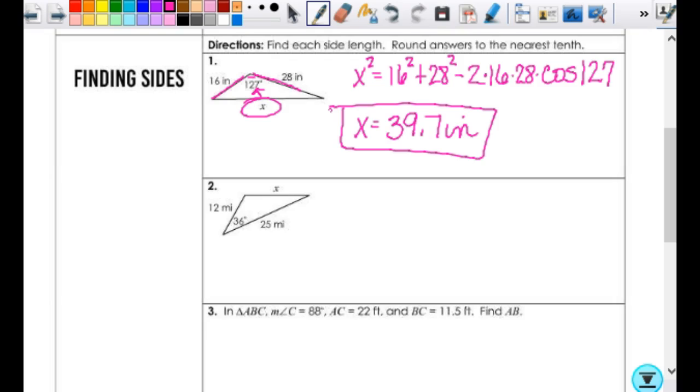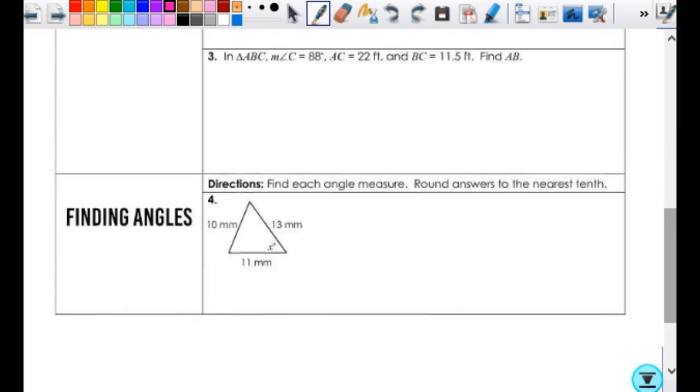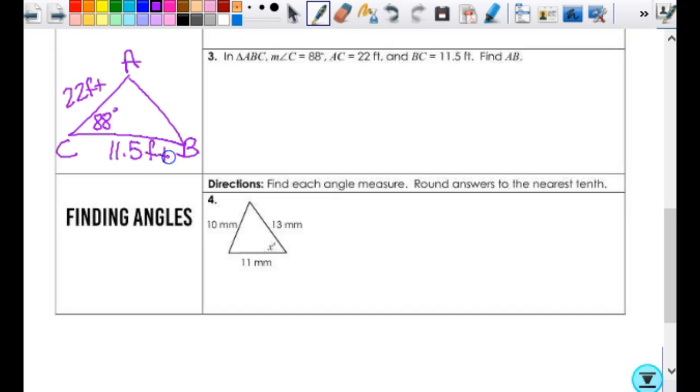All right, so let's look at number 3. We don't have a picture, so we need to draw one. I'll draw it out here so we have more room. I'm going to draw my picture. Got triangle ABC. I'm not really worried about it being drawn to scale or anything. Angle C is 88. AC is 22 feet. BC is 11.5 feet. And I want to find the length of AB, so we can call that X. Everybody okay with that? But we could call it c also, because it's little c.